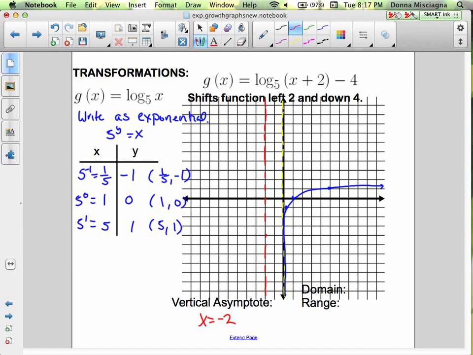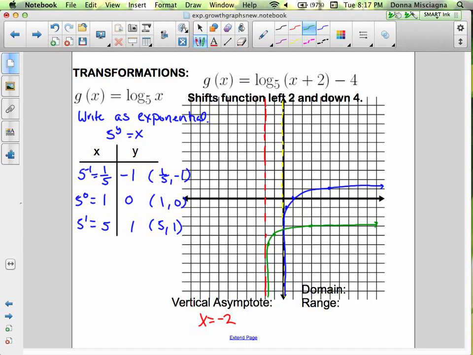Now let's move all our points 2 to the left and 4 down, all 3 of them. 2 to the left and 1, 2, 3, 4. There it is. And last but not least, 1, 2, 3, 4. There we go. We've moved our 3 points. It's going to head to the asymptote, and then it's going to turn. And eventually, it will keep growing. It just takes a while.